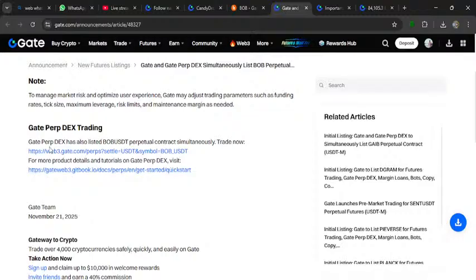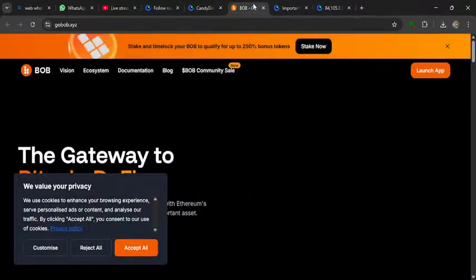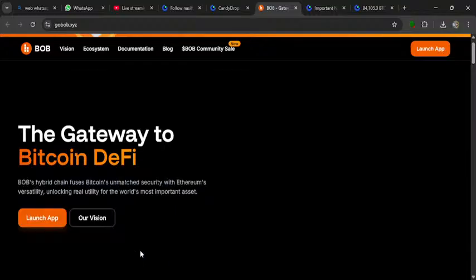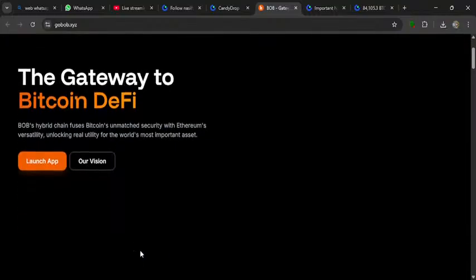If you want to trade this option, look at this trade website and at this BOB simulation trade now. And let's go to the BOB token website. Look at this BOB token website, the gateway to Bitcoin DeFi.